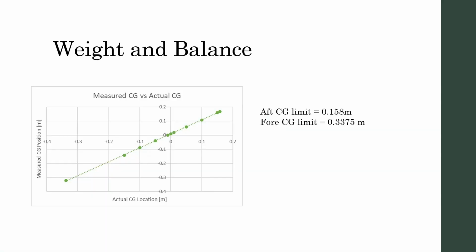The first part of this briefing considers the weight and balance of the Albatross, and this includes comparing the actual CG location of the Albatross with the measured CG location. You can see this provides a linear, a straight line that does not quite go through the origin, but provides us with the aft CG limit of 0.158 meters and the fore CG limit of 0.3375 meters. Anything out of these bounds, and the aircraft cannot even stand on its landing gear.